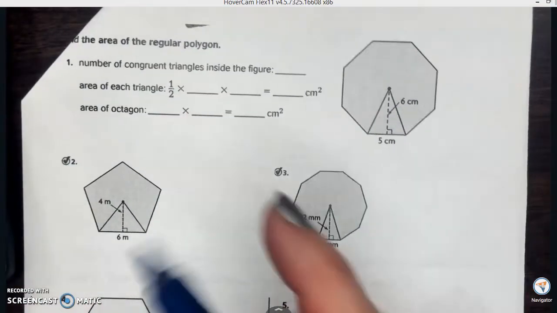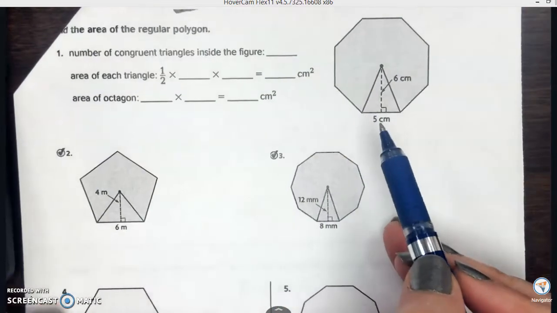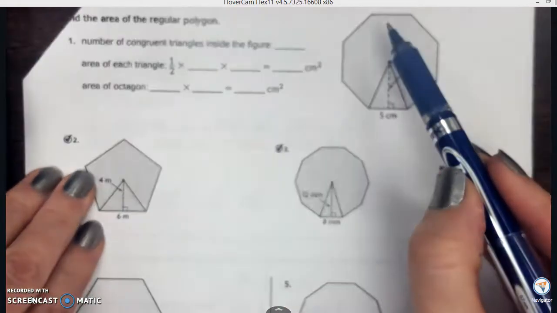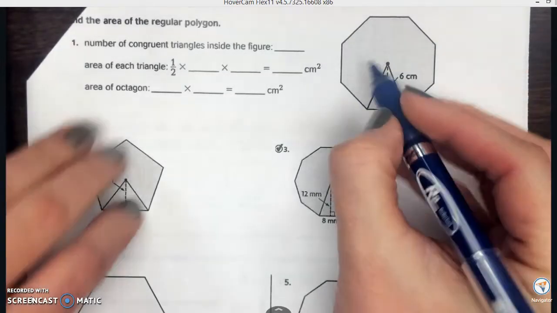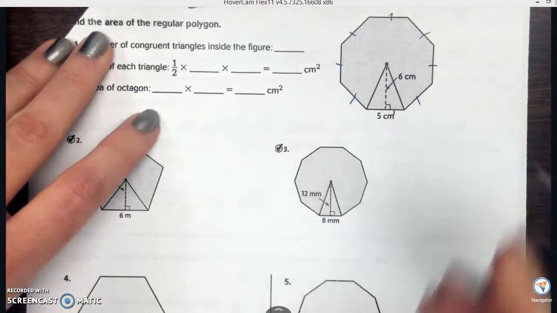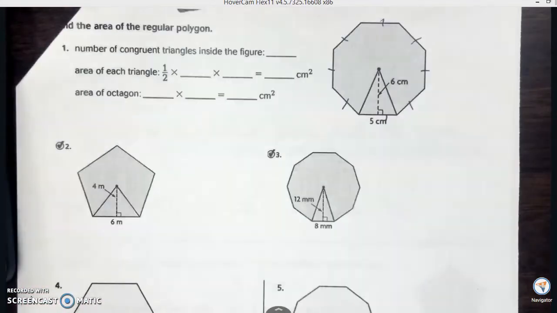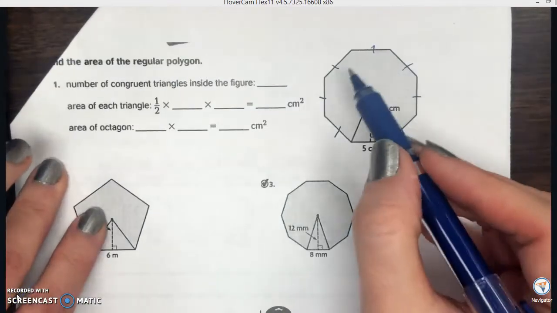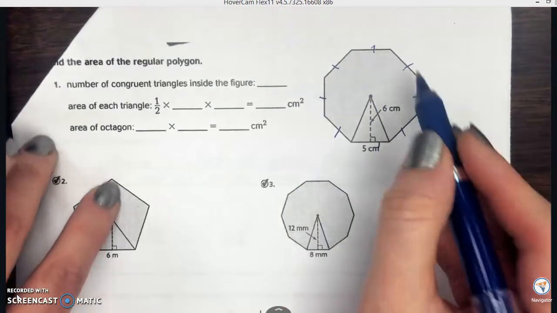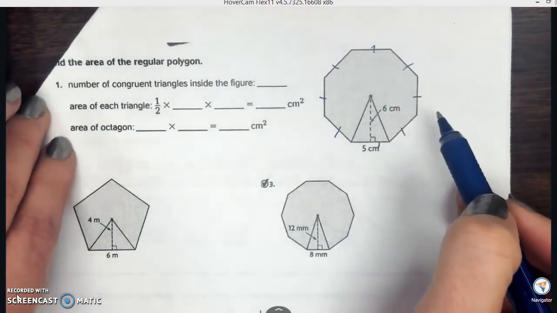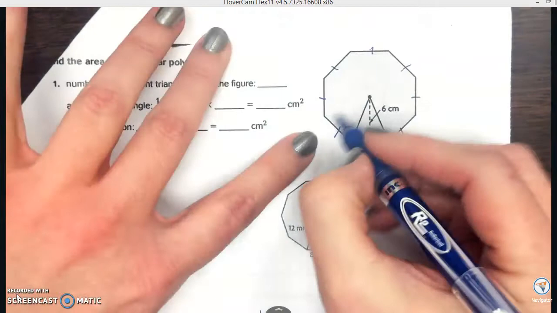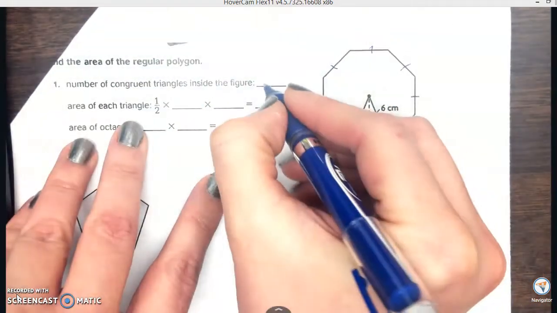Alright, so next we're finding the area of this regular polygon. So we have 1, 2, 3, 4, 5, 6, 7, 8 sides. Because this has 8 sides, this is a regular octagon. Remember, these are regular polygons, so we know all the sides are the same here. So the number of triangles we'd have, since there's 8 sides, means there are 8 triangles.